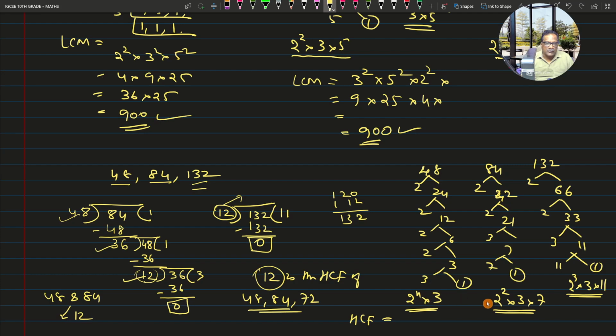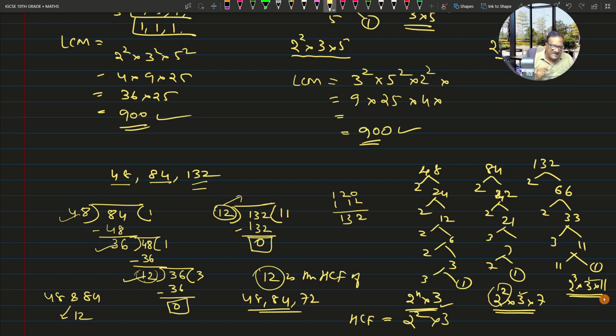So 2 raised to 4, 2 raised to 2 and 2 raised to 3. In this, 2 raised to 2 is the one which you have to take. So 2 is done. Now 3. 3 you can see here also, here also, here also. And all the powers are same, 1, 1, 1. So just take that 3 raised to 1. There's no question of which is higher power, which is lower power. All are having the same power 1. So you take that 3.